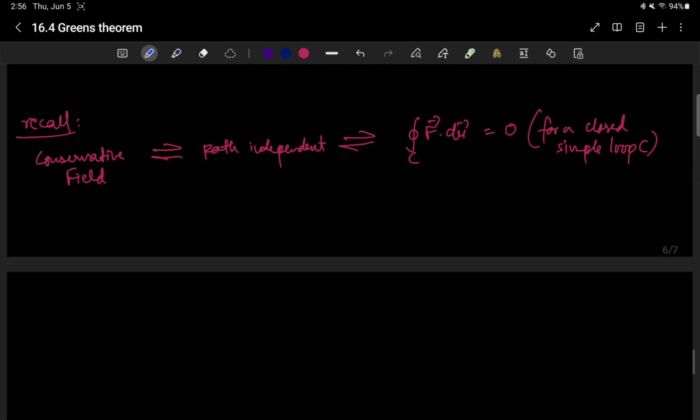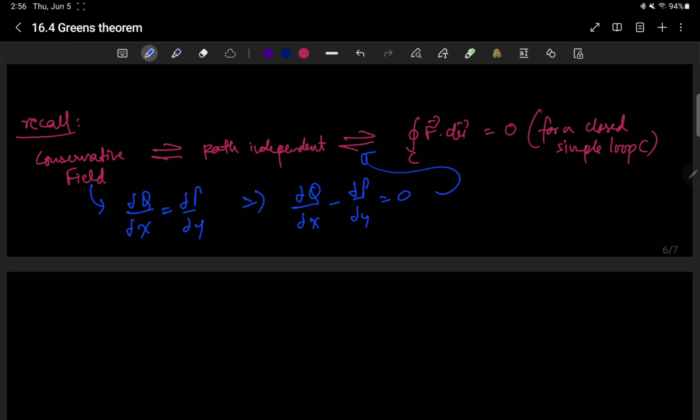Now, if you recall, what it means to be a conservative field was that it's path independent for line integrals, and that this equals 0, which happens for a closed simple loop C. And you remember the condition for that was this equals this, and when that happens, del Q over del x minus del P over del y is 0, which then gives you this path independence, which is part of the reason why the above result was 2 pi irrespective of the path C prime that was taken.